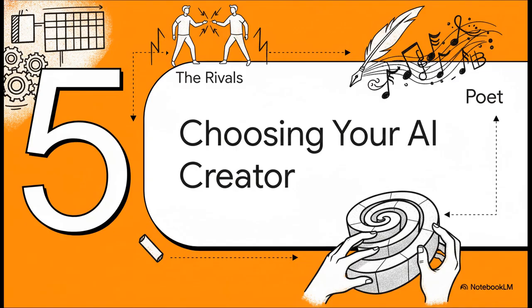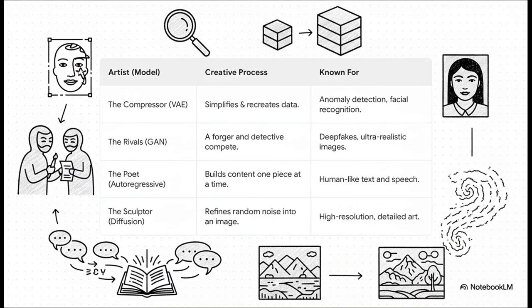Okay, so we've met our 4 artists: the compressor, the rivals, the poet, and the sculptor. Phew! So how do you know which one is the right creator for the job? Let's bring them all together for a final look. This chart is a great way to see it all side by side.